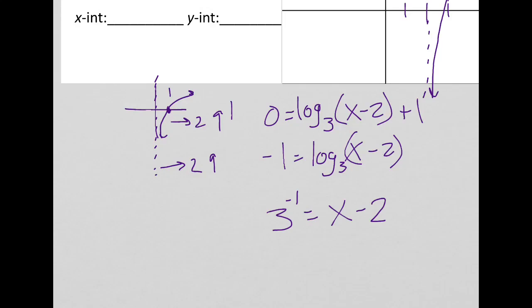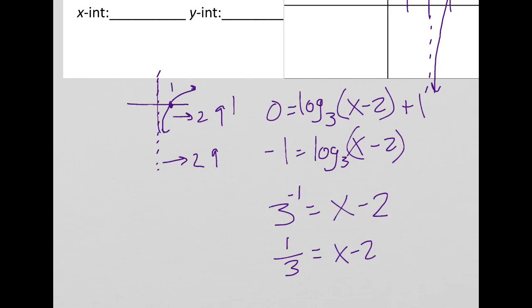And so I can rewrite this as 3 to the negative first equals x minus 2. Well, 3 to the negative first is the same as 1 over 3. So I have 1/3 equals x minus 2. So I need to add 2 on both sides, and I will get x equals 1/3 plus 2. But that's ugly, so let's write that as x equals 7 over 3.